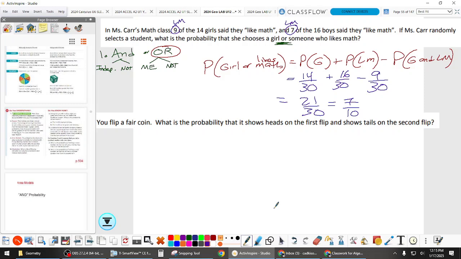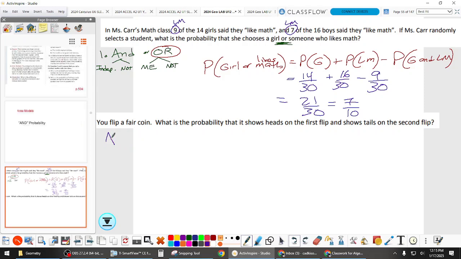Okay, you flip a fair coin. I always think it's funny in probability, that's the only time you ever hear of a fair coin. Whenever you flip a coin, do you ever think it's unfair? I sure don't. But apparently that may be a thing. So what's the probability it shows heads on the first and shows tails on the second flip? So that's our question.